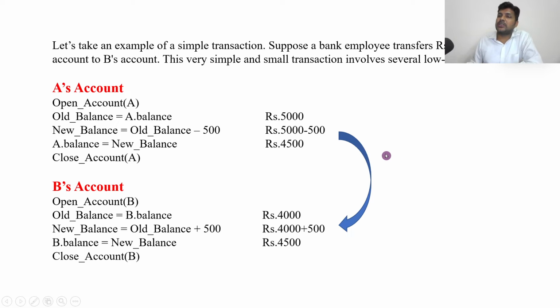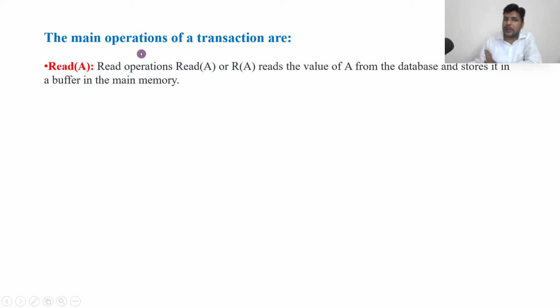Now let us see what operations we have. The main operations in a transaction are two: read and write. What does read mean? It is checking the data in the database. For the read operation, we write read A, or we can also write R(A) as a shortcut. It reads the value of A from the database and stores it in the buffer.